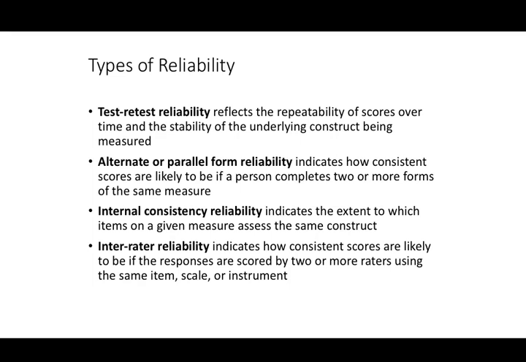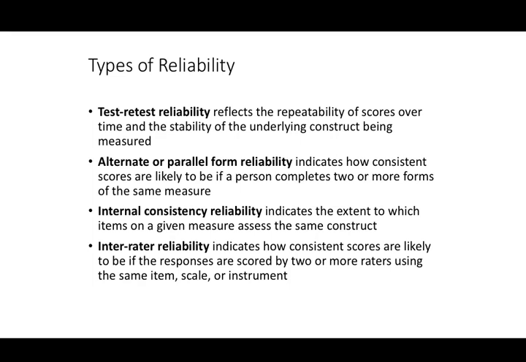So we've talked about different forms of reliability, but just to refresh you, there are 4 different types of reliability. There's test-retest reliability, which means the first time you take it and then the second time you take it, there should be consistency over time. Alternate or parallel forms reliability shows how a person performs on 2 separate measures of the same thing. That's trying to get at the same construct.